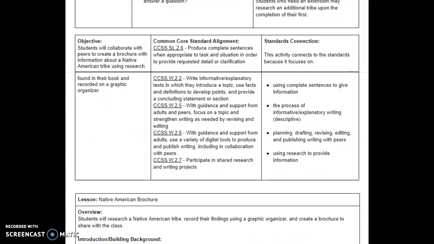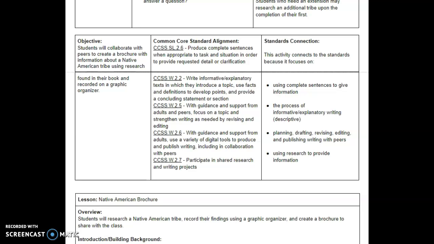The objective for this lesson is that students will collaborate with peers to create a brochure with information about a Native American tribe using research found in their book and recorded on a graphic organizer. Common Core state standards, there are a few listed here. I will go through those.